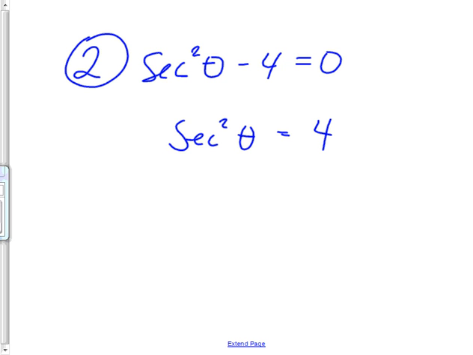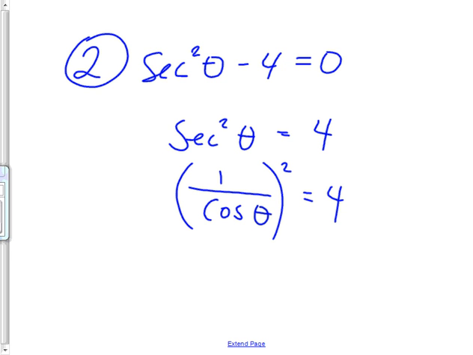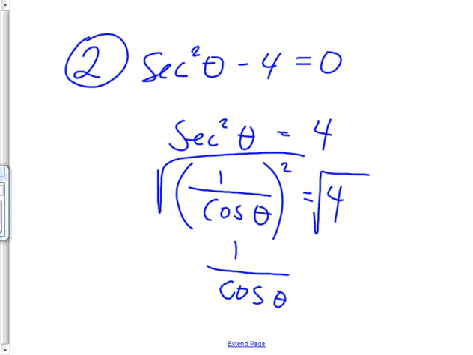I also could try to get that secant down to another trig function that we know even a little bit better, and that would probably be to change secant to 1 over, I hope you know this one, secant is 1 over cosine. So that's 1 over cosine, and that's squared equals 4. If I take the square root of both sides, I end up with 1 over cosine of theta equaling square root of 4, which is 2. And since I did a square root of both sides, I got to remember it's plus or minus 2.